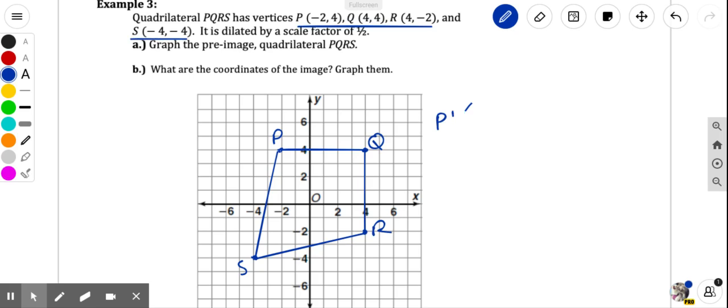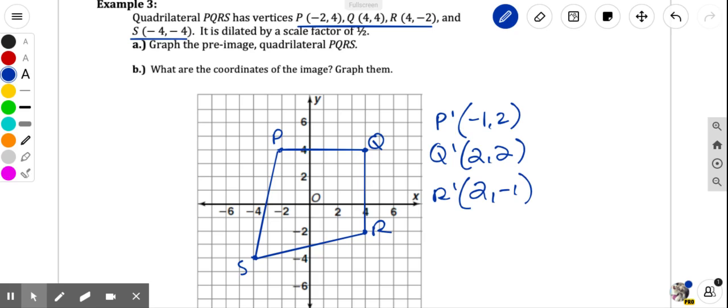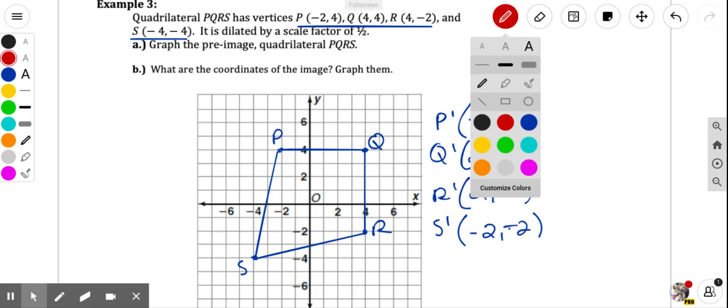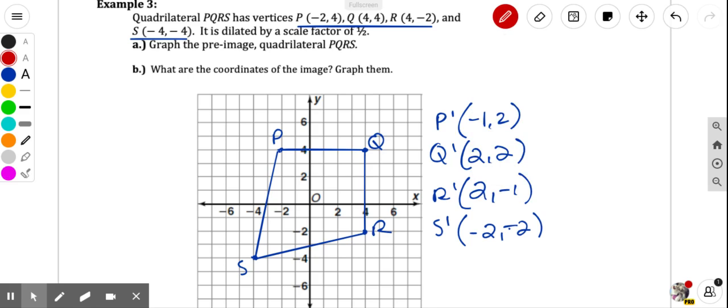Same thing. So P prime is now going to be negative 1, 2. Q prime will be 2, 2. R prime will be 2, negative 1. S prime is going to be negative 2, negative 2. I'm going to plot those in a different color. I'll do red.